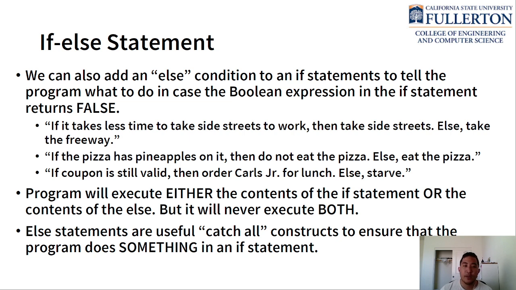Going back to our earlier examples, it said if it takes less time to take side streets to go to work, then take the side street. But if the freeways are faster, else, then take the freeway, right? If the pizza has pineapples on it, then don't eat the pizza. But if the pizza does not have pineapples on it, so the original statement is false, then you can eat the pizza, right? And if the coupon's valid, then you can order Carl's Jr.